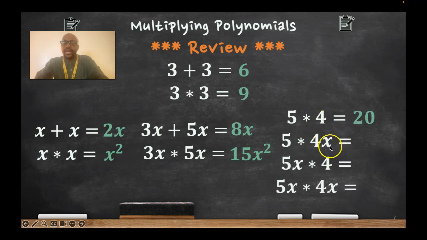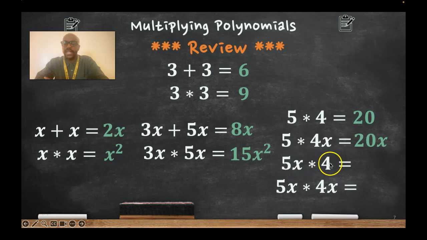5 times 4x is 20x. What I want you to think about here: when you multiply 3 times 5, we know it's 15. Together, how many x's do you have? You have 2, so it'll be x squared. So when you're multiplying here, 5 times 4 is 20. Between both of these terms, how many x's are present? 1. So it needs to be 20x.